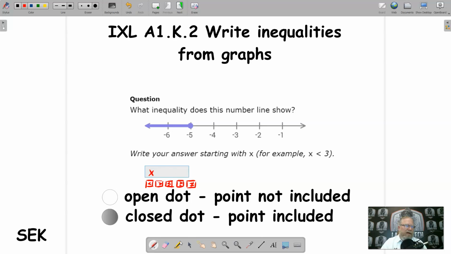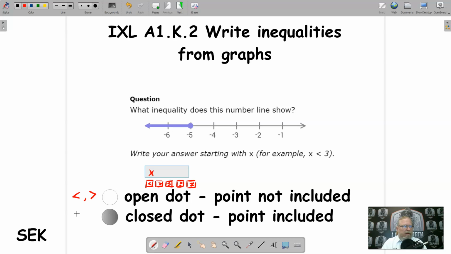So before we move along, let's go ahead and review what an open dot means and what a closed dot means. If we have an open dot, we're talking about a situation where the point is not included. So we don't include the point whenever we have either less than or greater than. Now a closed dot indicates that the point is indeed included.